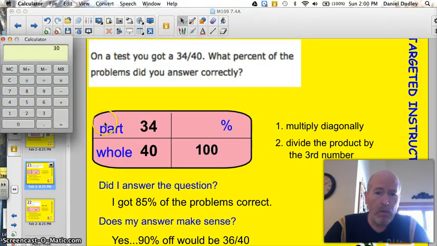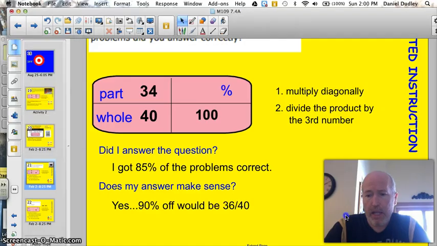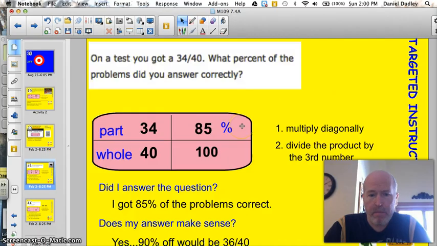All right, so we know that 34 times 100 is 3,400, and we're going to divide that by the third number, which is 40, and we get 85. So 85%. All right, so I got 85% of the problems correct.